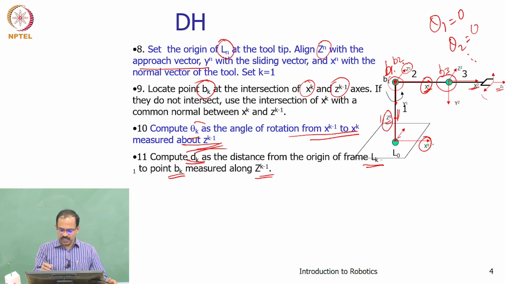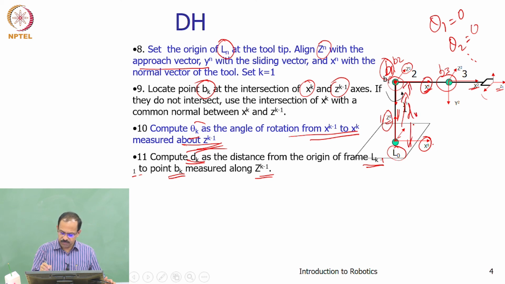I think this figure is this Lk minus 1. So Lk minus 1 to Bk. Lk minus 1 is this, and L0 to B1 measured along this axis is known as dk. So this is the distance d1. L0 to B1 measured along Z0 is dk.